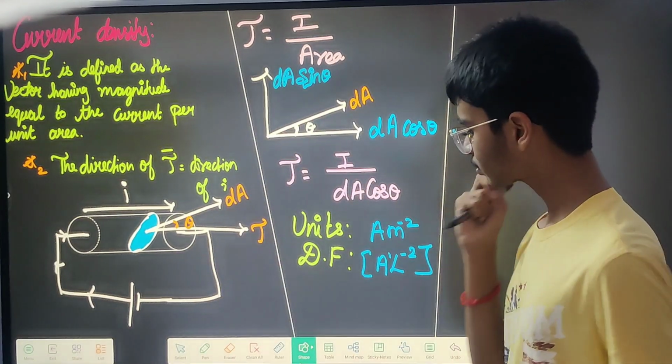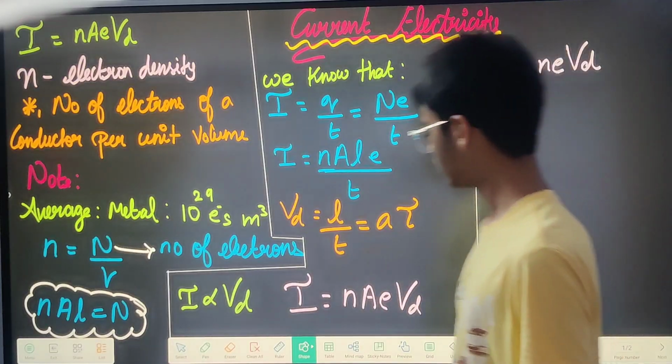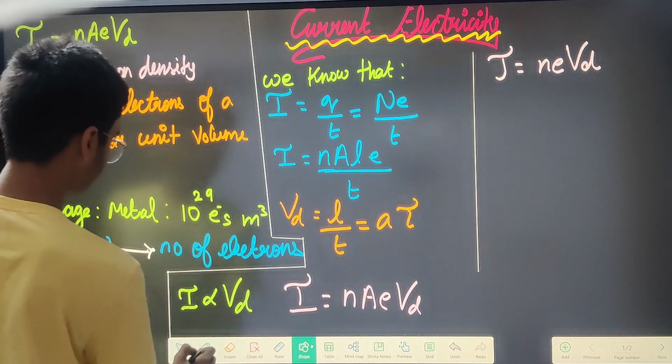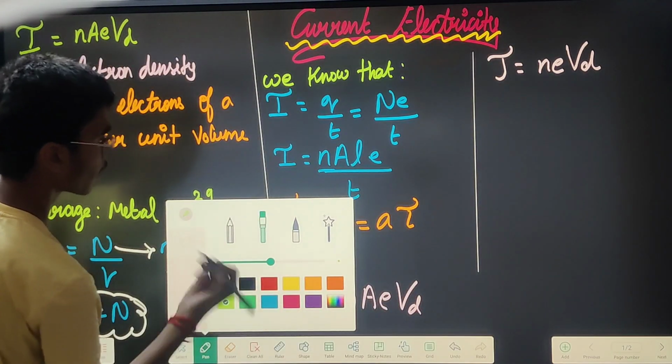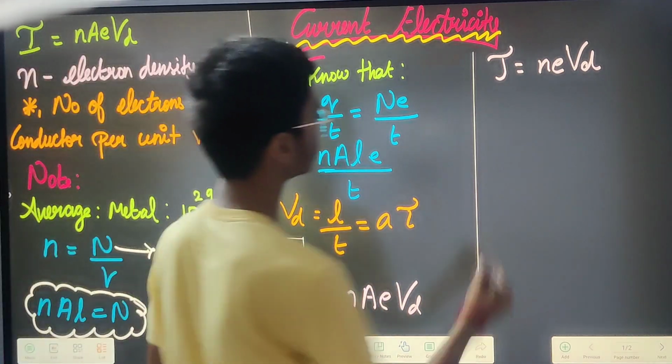Next concept is going to be J is equal to neeE. So how is that J is equal to neeE? First, we know this formula, I is equal to neeE, right?